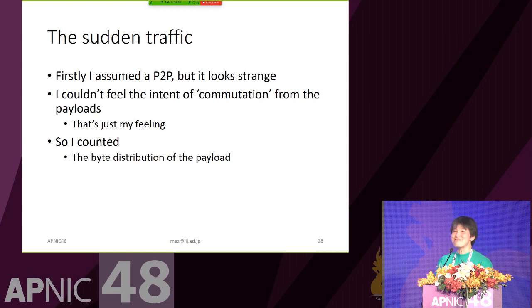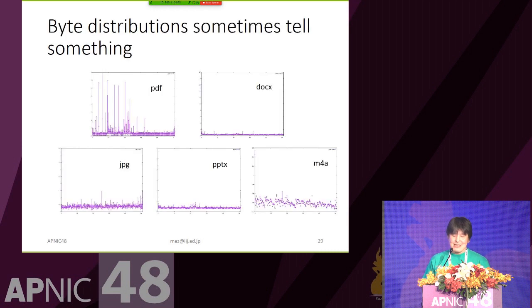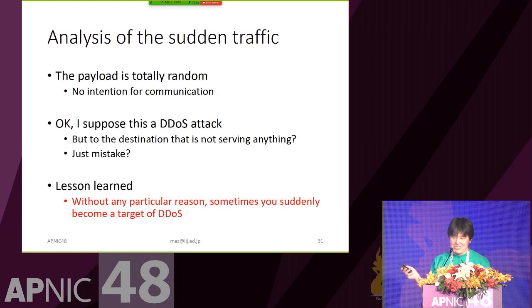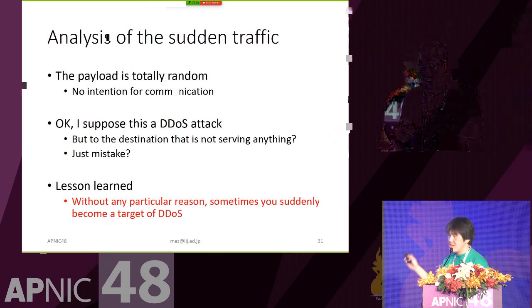So I decided to count the byte distribution of the packets, right? By counting the byte distribution, sometimes you can tell the data profile, like a PDF or document file, a zip file, or a media file. So here's the result. Flat. That means the data was totally random. Totally random, right? So I can say there was no intention for communication.